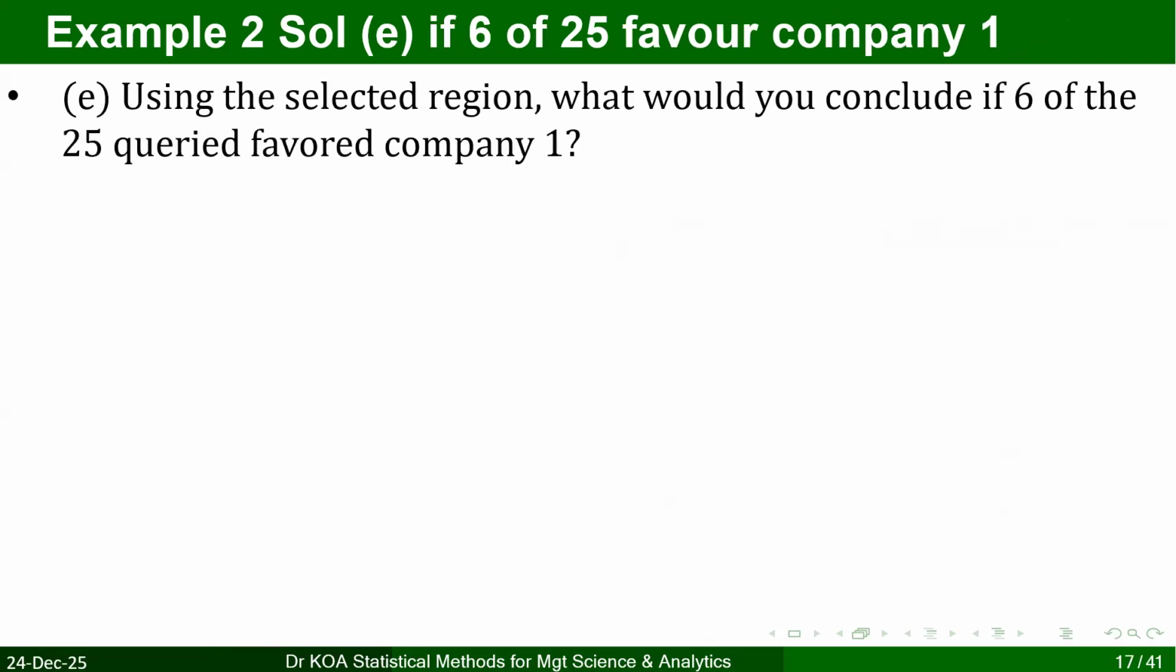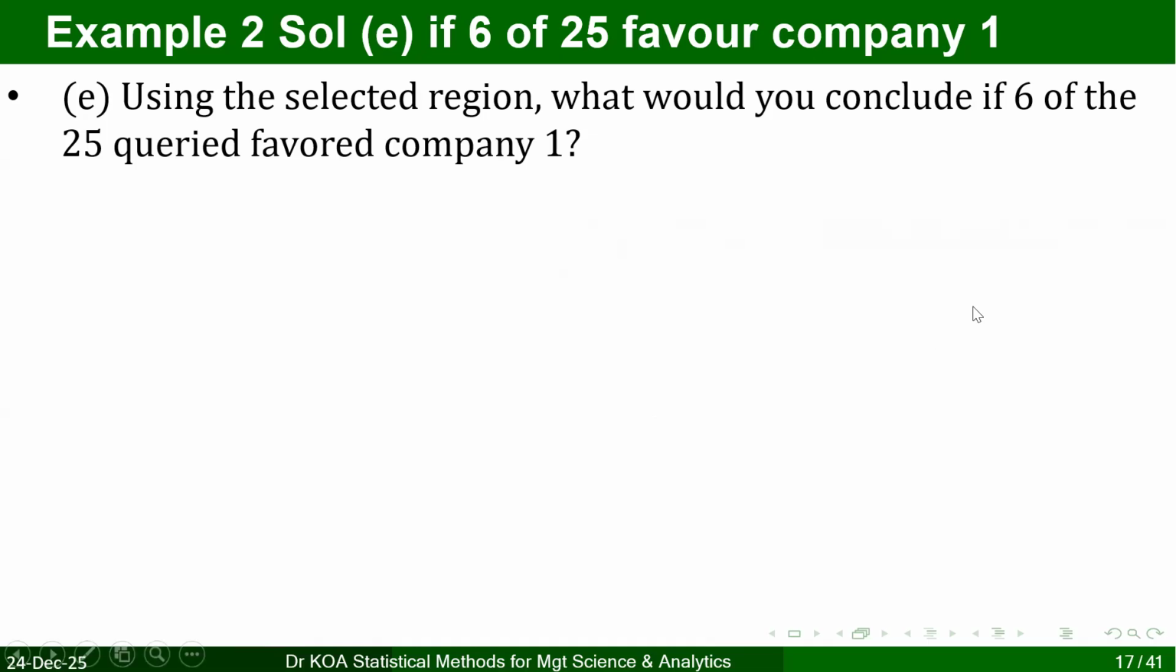Now finally, using the selected region, what would you conclude if 6 of the 25 favored company 1? If 6 of the 25 should favor company 1, what will you do? Now, this is a very simple answer. Which region do you think that 6 will fall into? Will it fall into the acceptance region or the rejection region? Albert? Oh, the rejection region. Exactly. That's the answer.